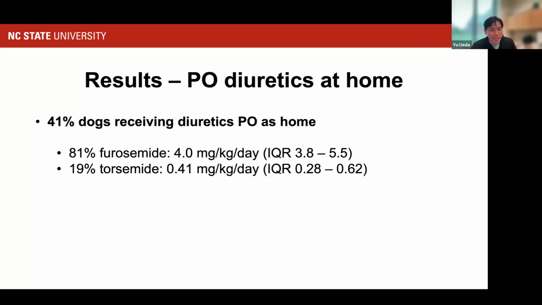So most of them are not in refractory stage D congestive heart failure, but 81% of patients already had furosemide given at home before coming to the hospital. And 19% of dogs had furosemide or a more potent loop diuretic at home, 0.41 mg per kg per day. So these patients were also getting furosemide as their medication at home.